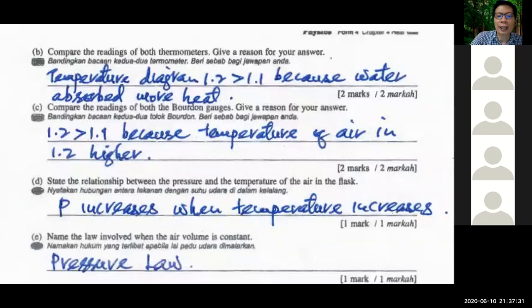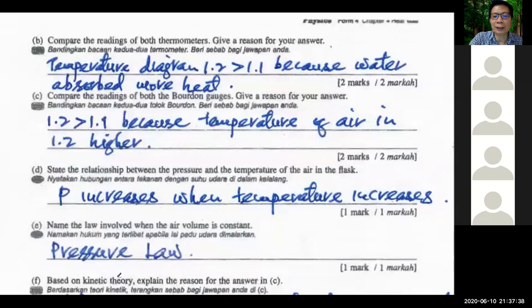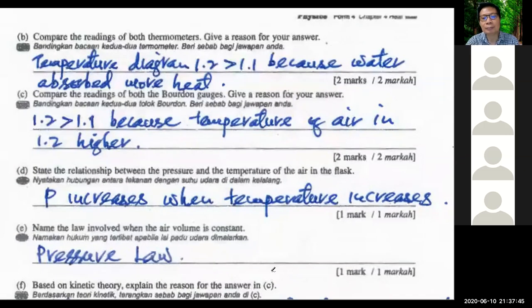And next, I don't want to show the answer. I want to get it from you all. Based on kinetic theory, give a reason for the answer. Can someone try to give the answer? Why, when the temperature increases, does the pressure increase? Use kinetic theory to explain. Very quiet, everyone. Okay, let me call up Eng Sao Kang. Is Eng Sao Kang here or not? Can you try to answer? Why when the temperature increases, does the pressure increase?